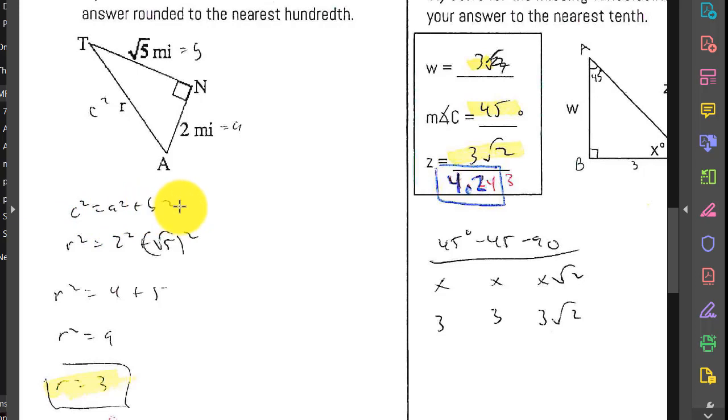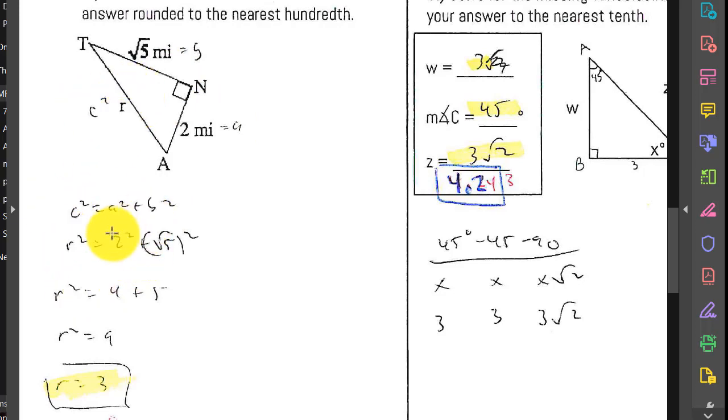Then I labeled my triangle. Most important letter is C, which is across the right angle. That is the hypotenuse. And then I just labeled this side A, and this side, that's a B. Plug it in, so A is equal to 2, B is equal to radical 5, and C is called R. So that becomes R squared.